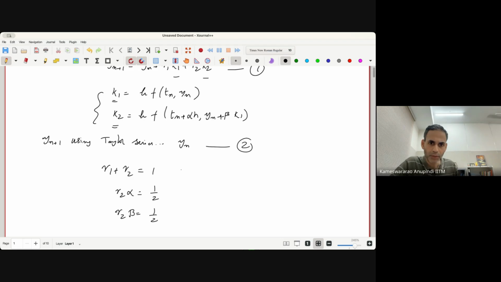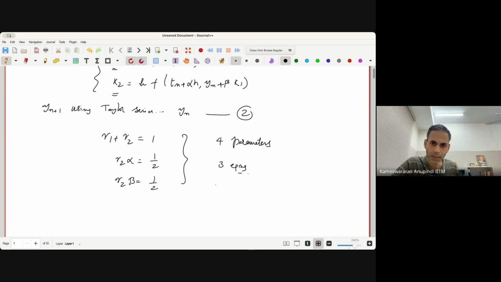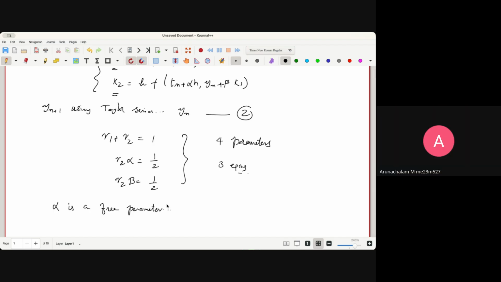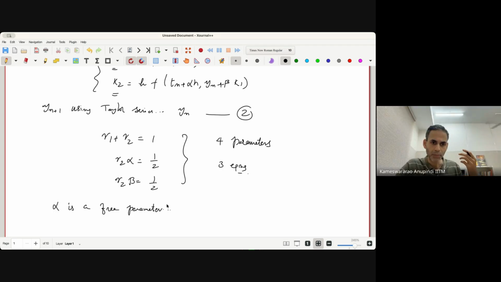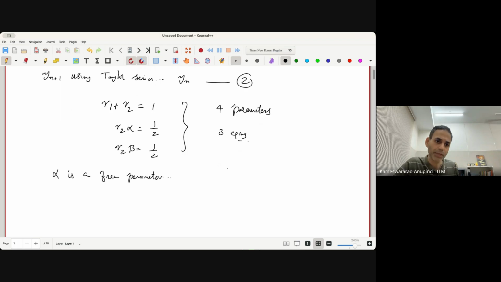So what we got was we had 4 parameters, but we were able to obtain only 3 equations, right? So what we can do is say that one of them is a free parameter. We can say alpha is a free parameter. That means we're going to set the value of alpha, and then express the other values, beta, gamma 1, gamma 2, in terms of alpha. So the moment we change the value of alpha, all these 3 will change.